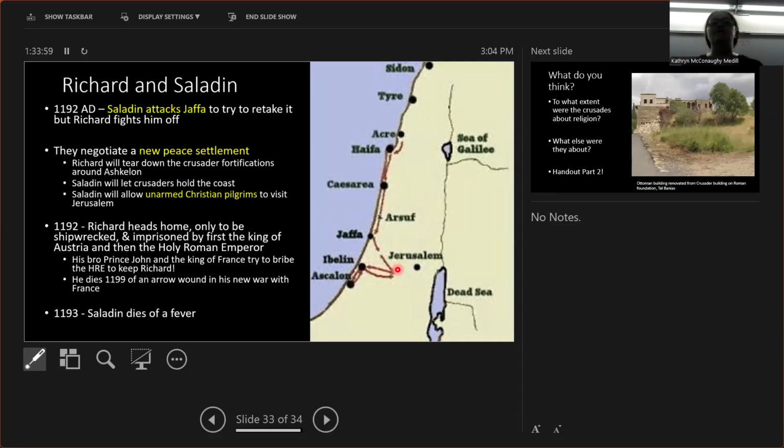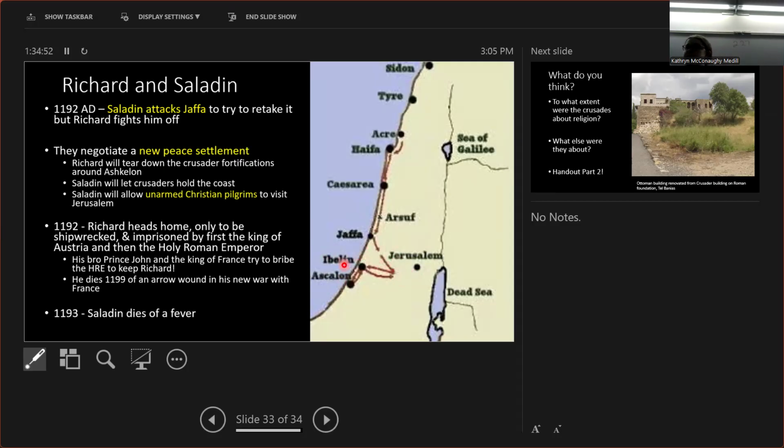In 1192, Salah ad-Din tries to retake Jaffa, but Richard fights him off. Then they negotiate another peace settlement. This one is successful. Richard agrees he's going to tear down the Crusader walls and fortifications around Ashkelon, which had made it a threat. And Salah ad-Din is going to let the Crusaders hold on to these coastal cities, but he's going to maintain control of the inland area and Jerusalem. And he's like, Christian pilgrims who want to come to Jerusalem, they're welcome to come. They just can't be armed, because he knows otherwise the Crusaders will just sneak in and try to retake the place. So this is the agreement that they make.